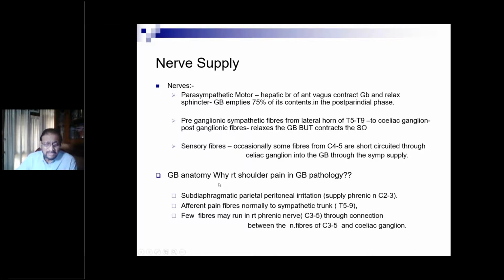The one important thing is, why should a patient of gallbladder pathology have pain in the right shoulder? In acute cholecystitis, explainable. Why? The inflamed gallbladder pushes against the parietal peritoneum. The parietal peritoneum, the diaphragmatic area, has got a supply from the phrenic nerve. So it irritates the parietal.